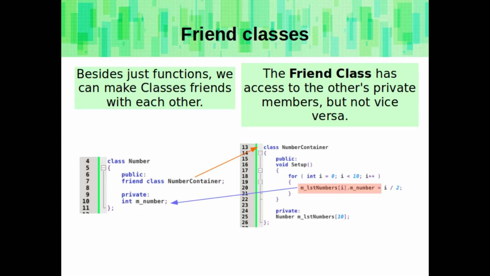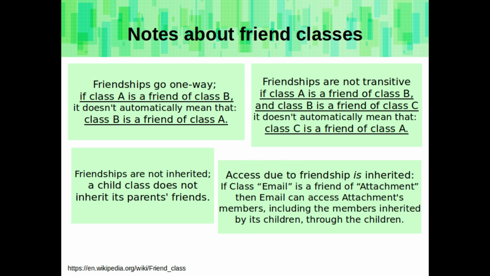Besides just functions, we can make one class the friend of another class. The friend class has access to the other's private members and protected members, but not vice versa. Friend classes are a little tricky. Things to keep in mind are that friendships go one way, so if Class A is a friend of Class B, that doesn't automatically mean that Class B is a friend of Class A.